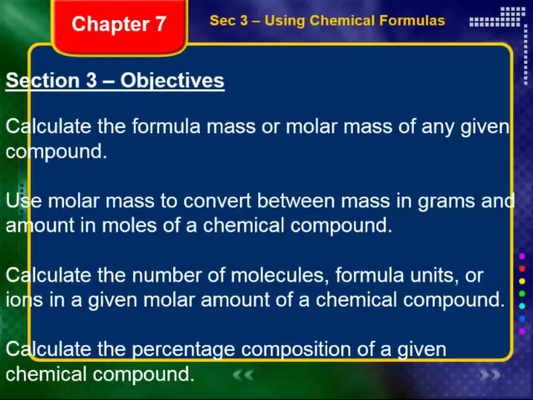I want you to be able to use the molar mass that you just calculated to convert between mass in grams and the amount in moles of a chemical compound. All right, here we go, conversions again. Then calculate the number of molecules, formula units, or ions in a given molar amount of a chemical compound. And then lastly, calculate the percentage composition of a given chemical compound. Let's get started. We're going to start with molar mass.